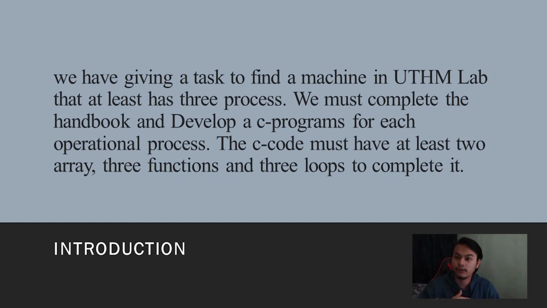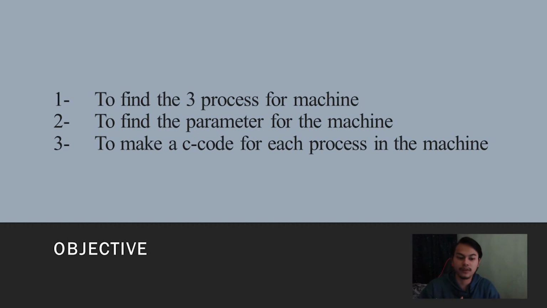The introduction of this project is that we were given the task to find a machine in the UTHM lab. The machine must have at least 3 processes. We must complete the handbook and a C program for each operational process. The C code must have 2 arrays, 3 functions, and 3 loops to complete it.